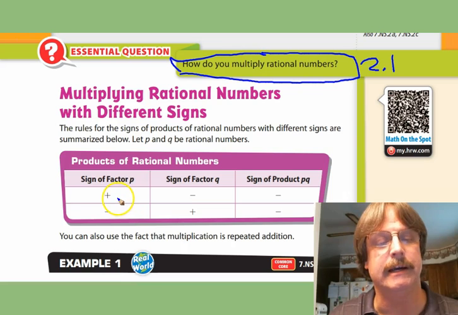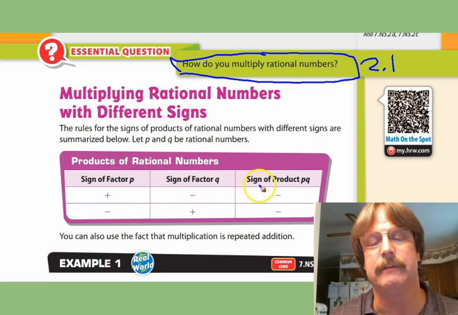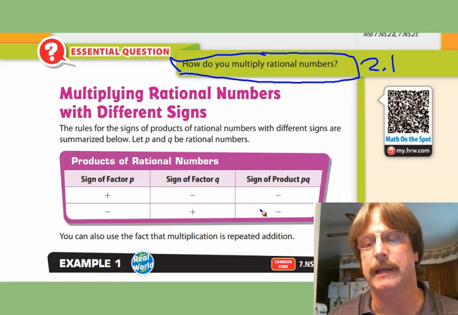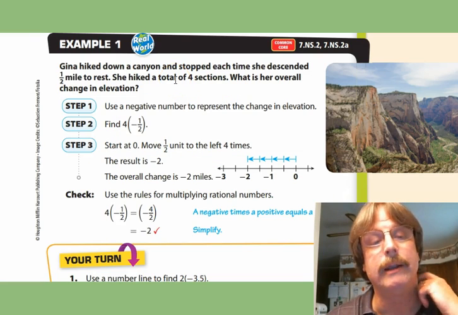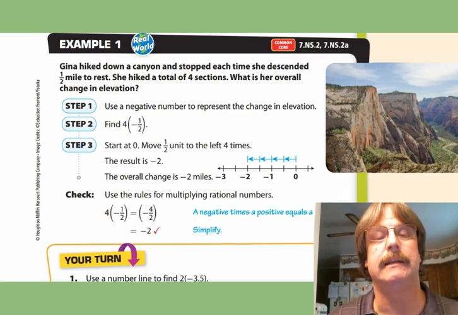But as you can see here, a positive times a negative, you get a negative, and a negative times a positive, you're going to get a negative. So that goes back to what we talked about at the beginning of the video. Come down here to example 1. Gina hiked down a canyon and stopped each time she descended 1/2 mile to rest. She hiked a total of 4 sections. What is her overall change in elevation?